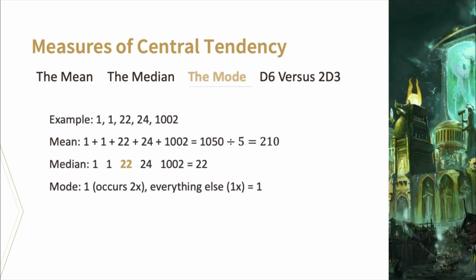And lastly, what's the mode? Well, it's the single most common value of our 5 values. And since the only number we have more than once is a 1, well, that's our mode. As you can see here, 1 occurs 2 times and everything else occurs only 1 time. So the mode is a 1.